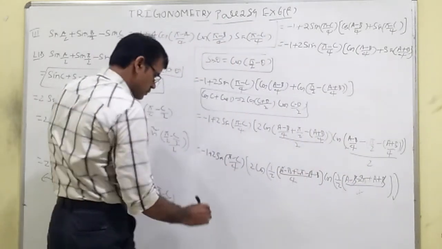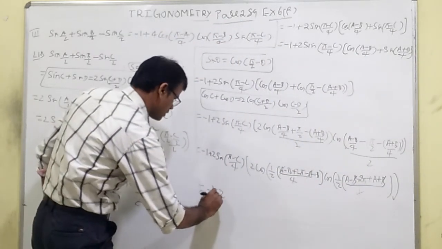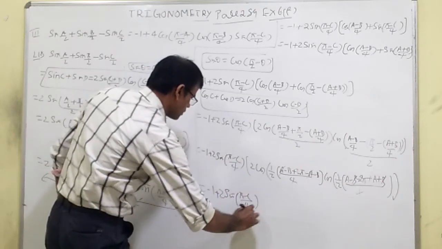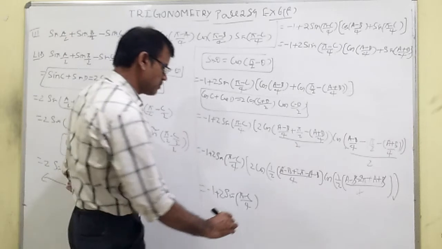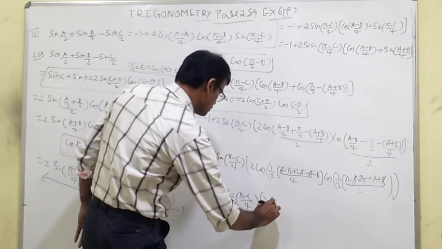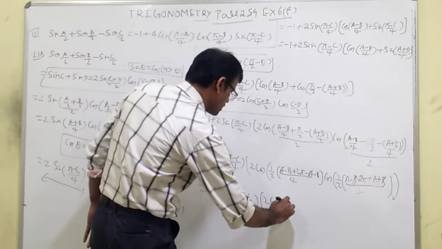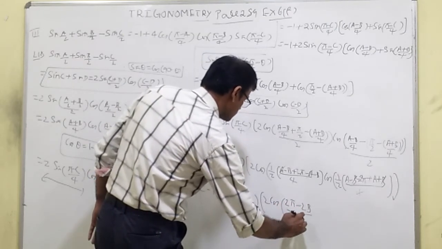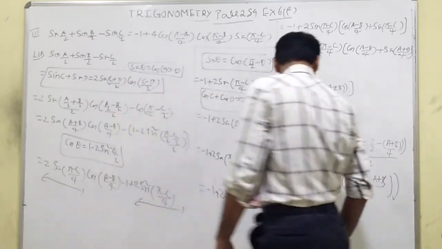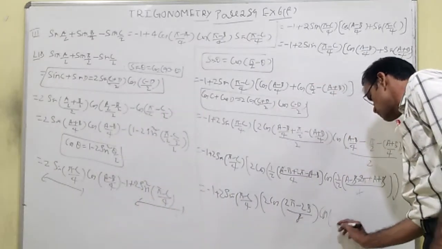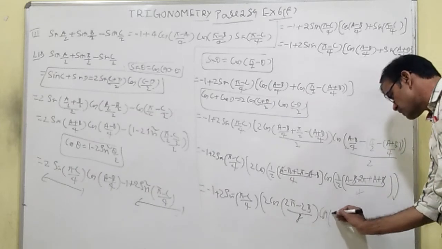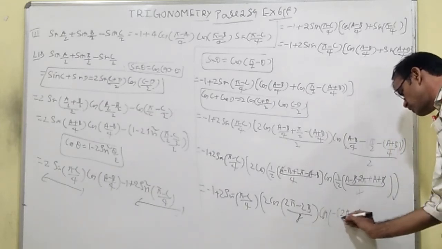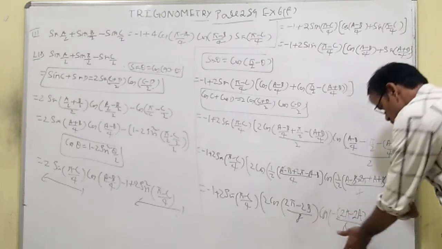That is equal to minus 1 plus 2 sin of (pi minus c)/4 into 2 cos of, you can understand this one as (2 pi minus 2b)/8, into cos of, here minus taken common and you can write here (2 pi minus 2a)/8.